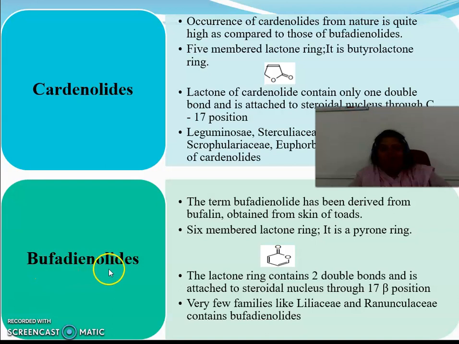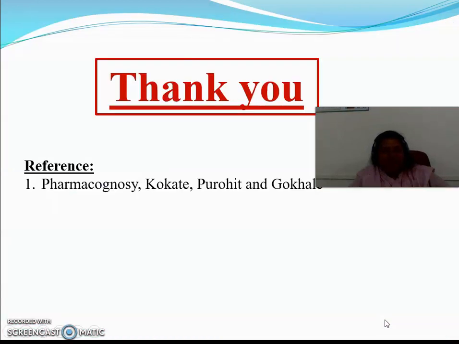Now let's see what is bufadienolides. The term bufadienolides is derived from bufalin, which is obtained from the skin of toads. They contain 6-membered lactone rings. You may also call this ring a pyrone ring. Here you have 2 double bonds and they attach to the steroidal nucleus through the 17 beta position. Which are the families? They are seen in very few families like Liliaceae and Ranunculaceae. Thank you.